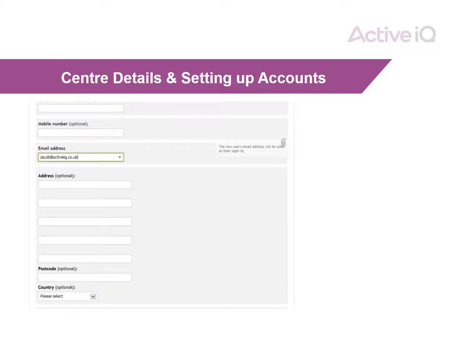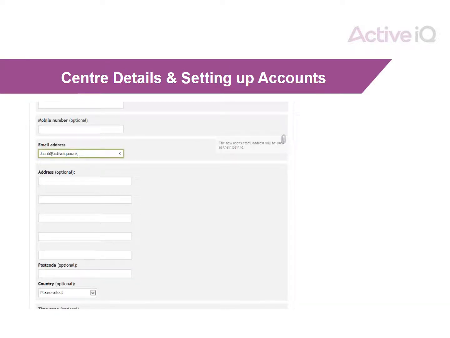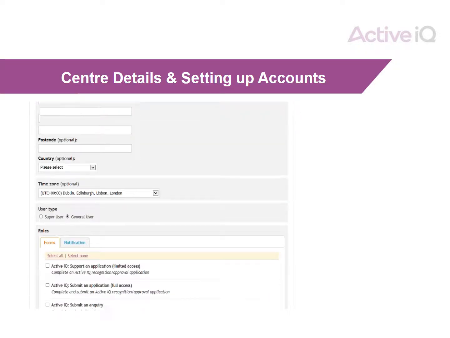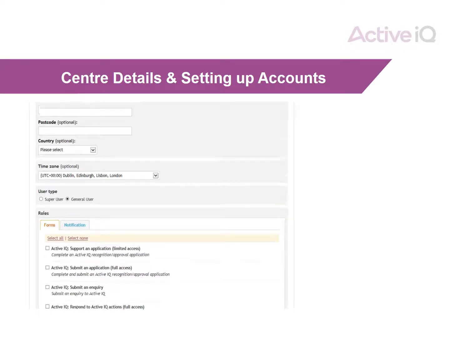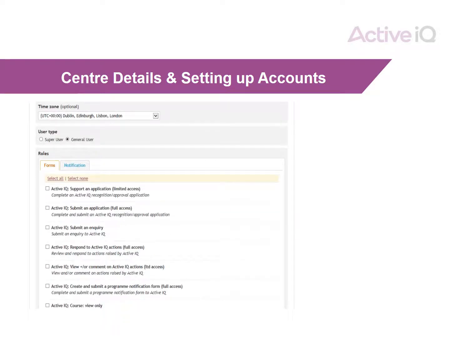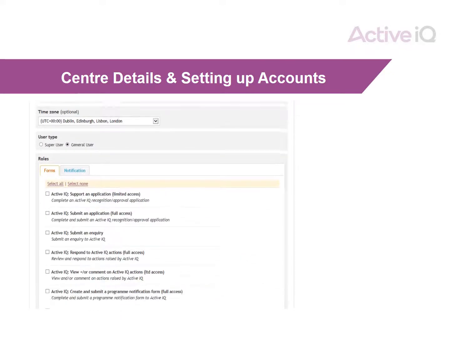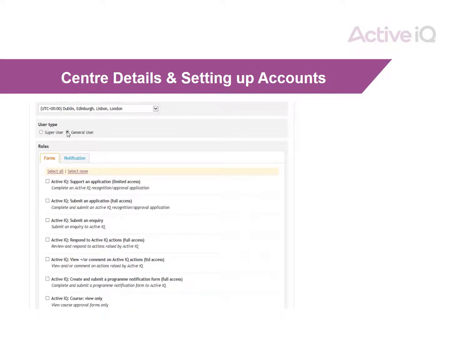You'll notice as well that when you input the email address, the new user's email will be used as their login identification. When we drop to the bottom of the details regarding the particular user that we're setting up, you'll notice that we can set the user up as either a super user or a general user. A super user will have more privileges and rights within the system. General user will have less privileges and less rights. You tend to only want the one super user, which you will initially be set up as.